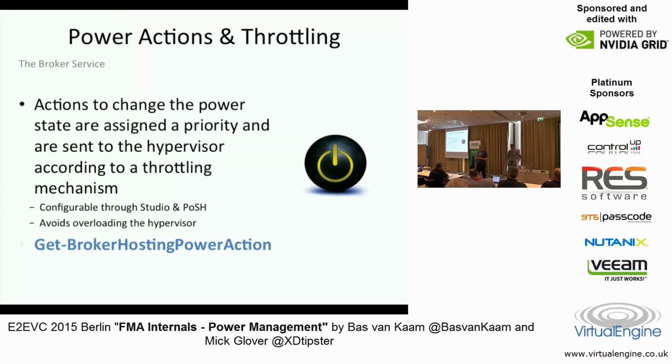You can configure that throttling mechanism through the UI, i.e. Citrix Studio, or PowerShell. And really the idea here is that you can avoid overloading the hypervisor. It depends on the spec of your hypervisor. Some people will have higher spec hypervisors, some people have lesser spec, so you really have to find throttling settings that work for you and your customer or your organization.